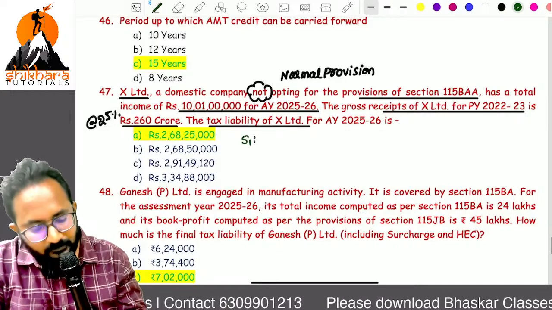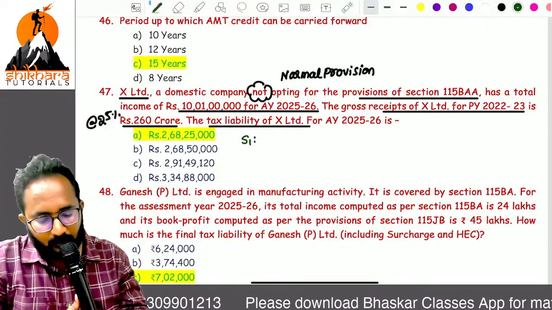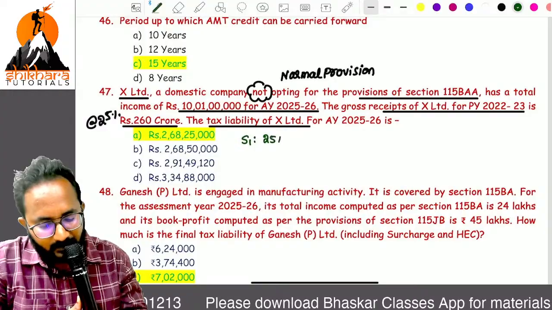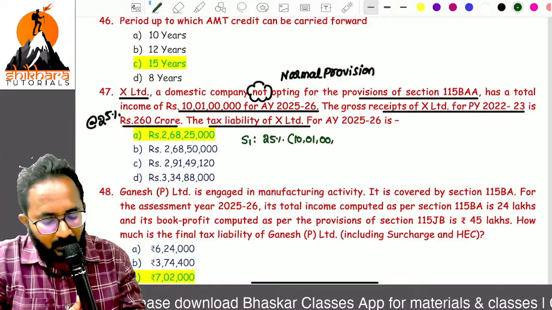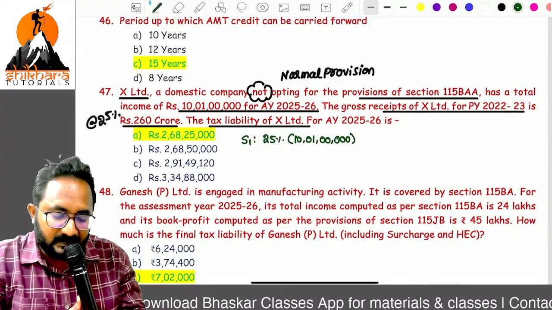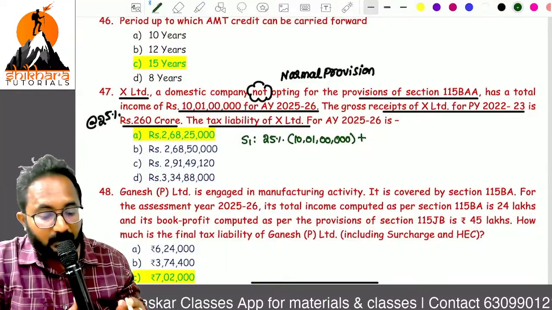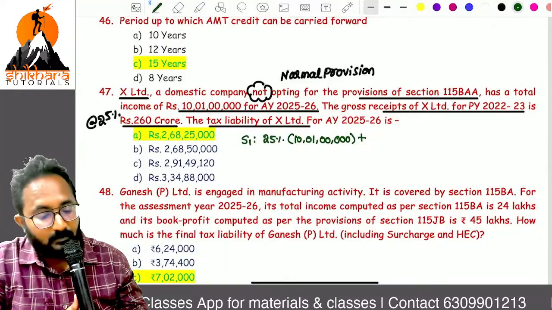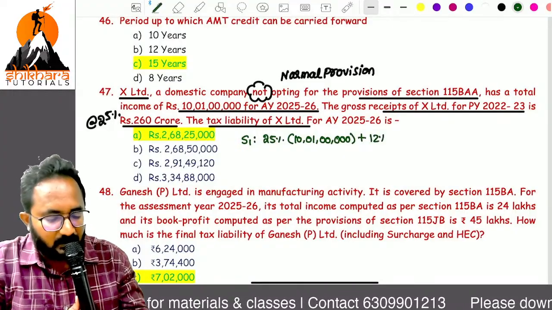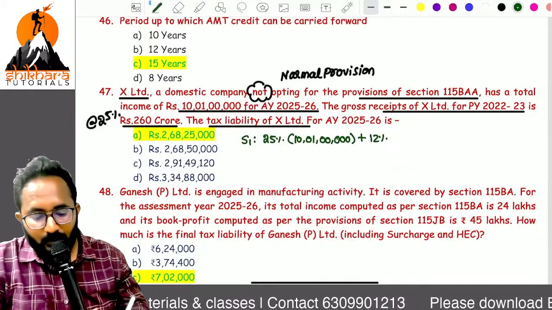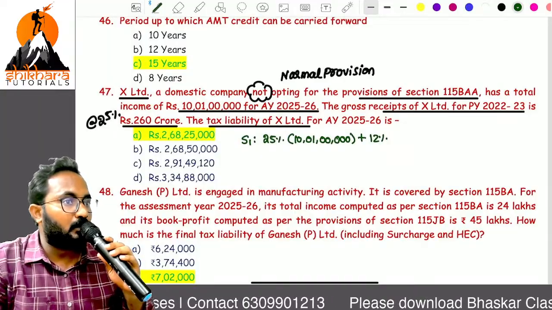Step 1: tax on total income including surcharge. Please apply 25% on 10 crore 1 lakh, plus the surcharge. We can apply it since 10 crore is crossed. What is the domestic company surcharge rate? 7.12. Tell me that answer. Have you understood? Step 1 is nothing but tax on total income including surcharge.